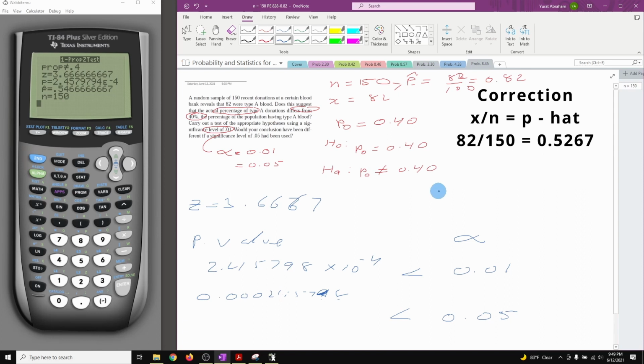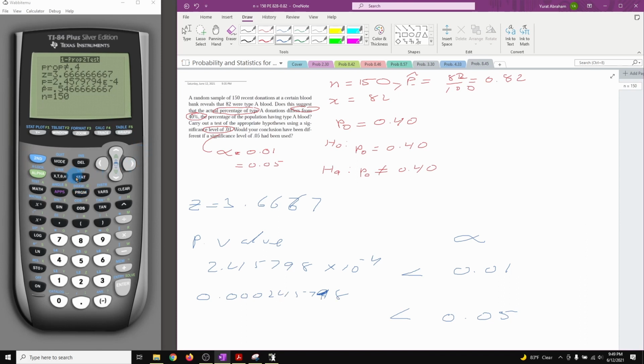Sorry, I just noticed some numbers are not matching up. Let me go back to the problem here. Let's see, stats, test. Why, let me make sure I'm doing this right. Okay, I think I got the numbers output. Okay.